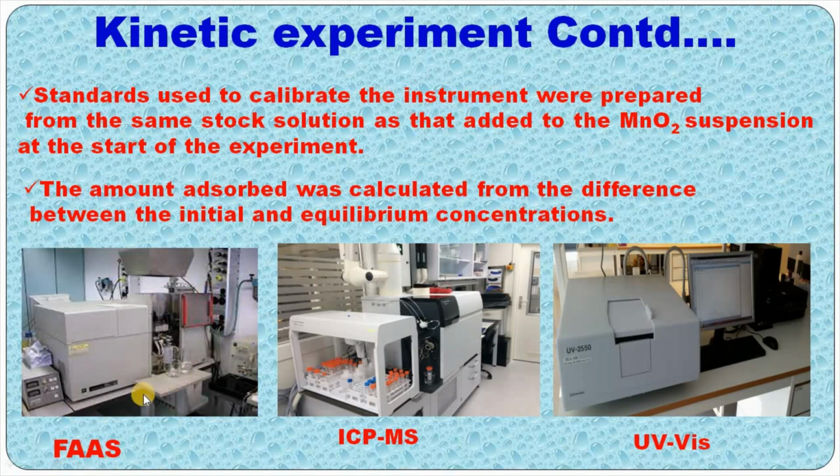So for metal ions, we use flame atomic absorption spectroscopy. For non-metal ions, for example phosphate, arsenic, we use ICP-MS, and for organic dyes, we use a UV-visible spectrophotometer to study absorbance.